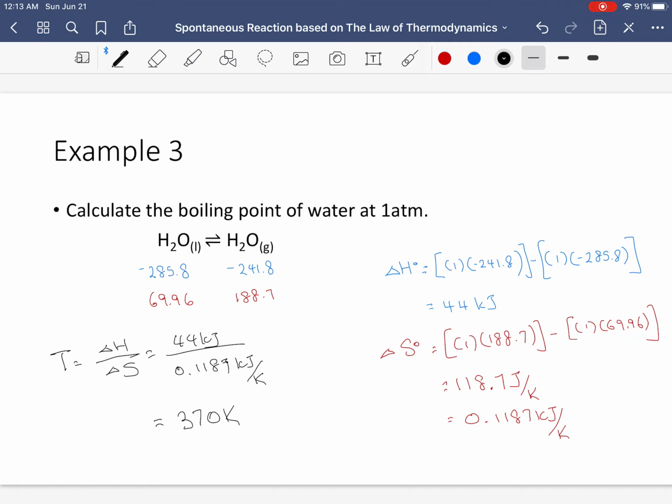Now don't leave it at Kelvin. Okay, nobody understands Kelvin other than Kelvin and you and I and our chemistry class. So you want to make sure that your temperature is changed back to degrees Celsius, and all you have to do is subtract that by 273. Okay, and your answer is, hey, 97 degrees Celsius. That's very close to 100, like what we would have predicted. So that's how you find boiling point of water.